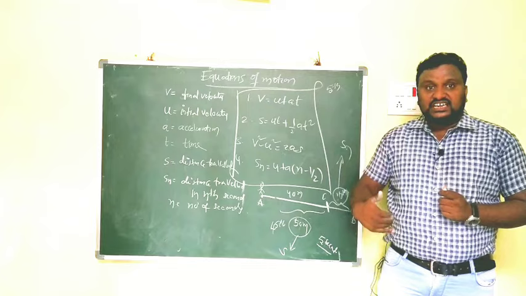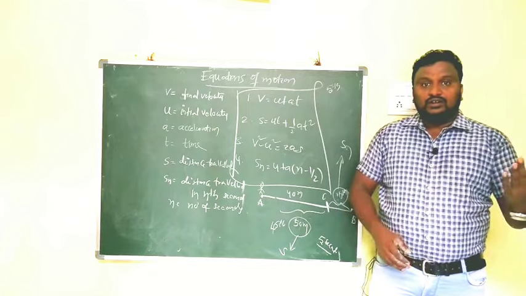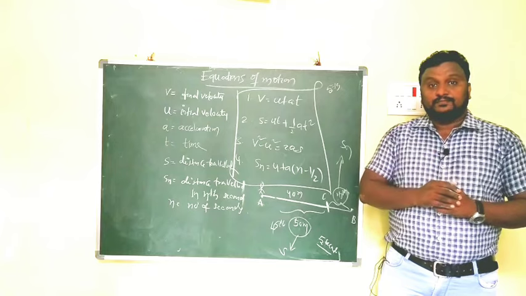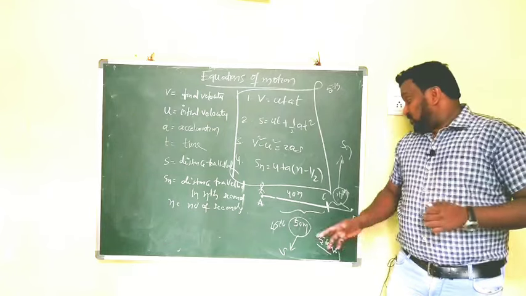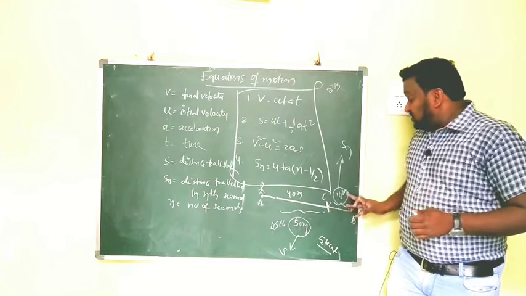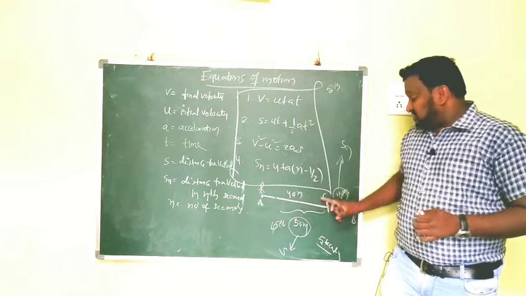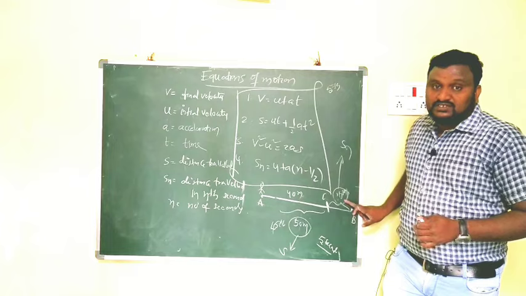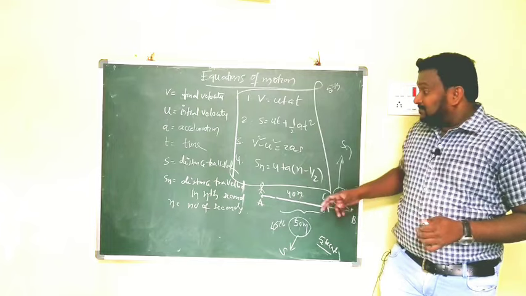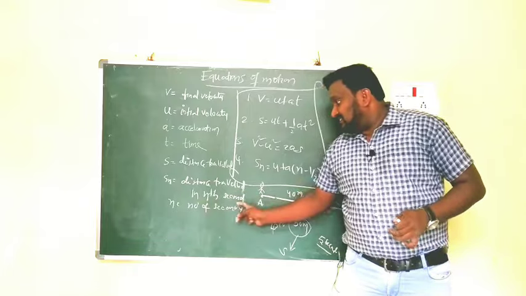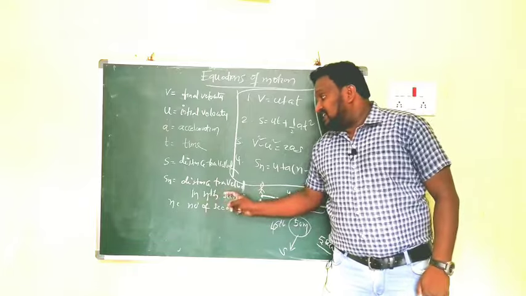In the last second, what? 4 is over. Next one is what? The 5th second. For the 5th second, how much did he cover? 10 meters. In 4 seconds, 40 meters. In the last 1 second, 10 meters. So this 10 is the distance traveled in the nth second. Distance traveled in the nth second.